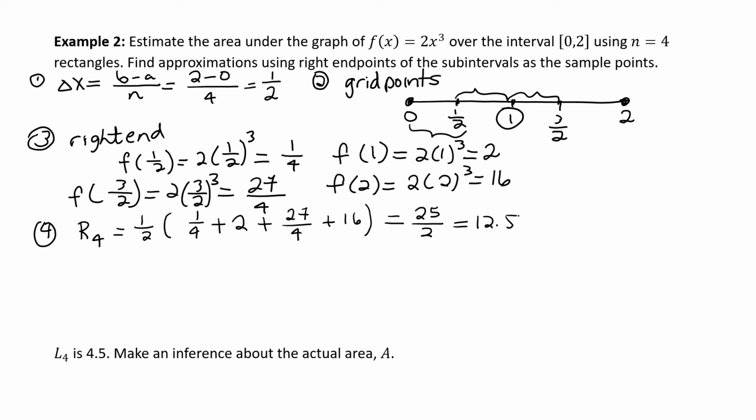The next part says L4, that's the area approximated using the left endpoint, is 4.5. Make an inference about the actual area A. An inference we can make is that the actual area is going to be somewhere between 4.5 and 12.5.